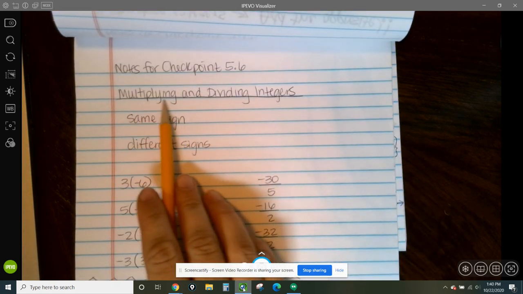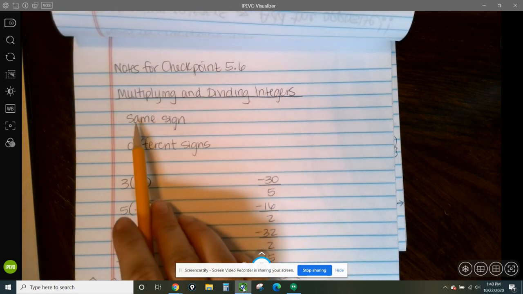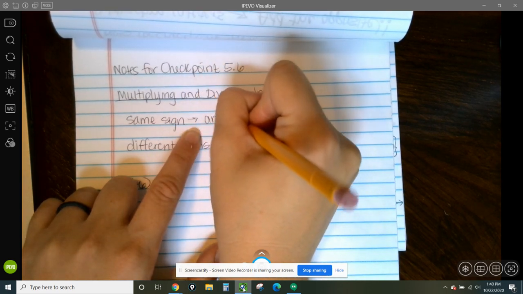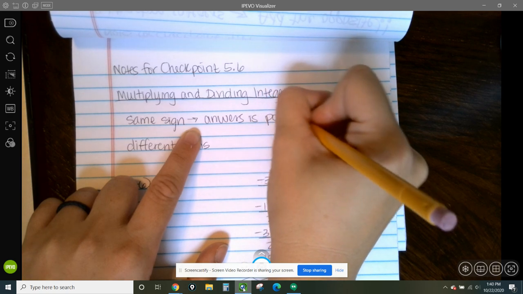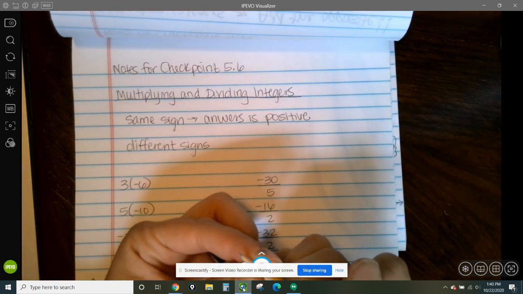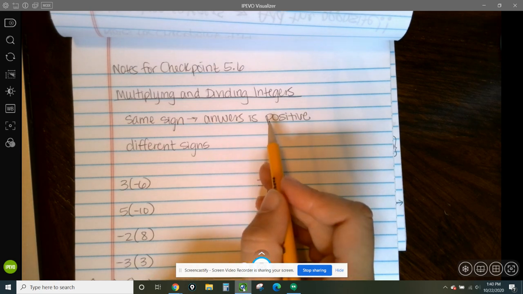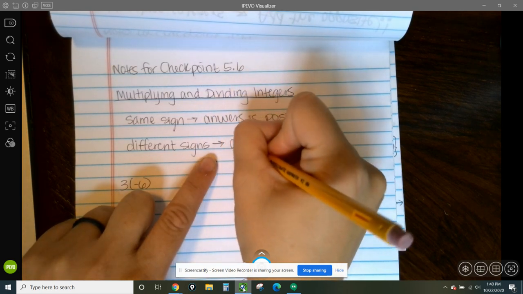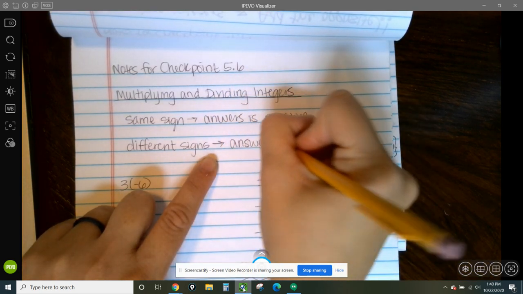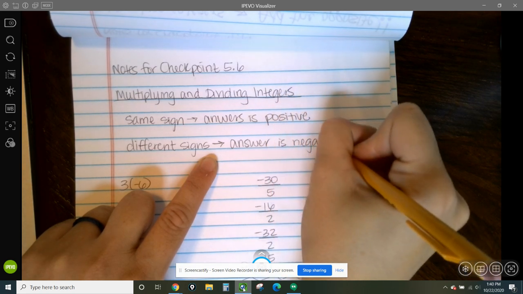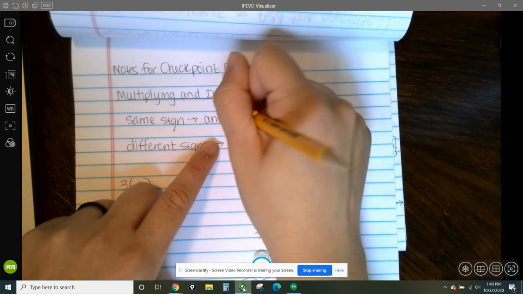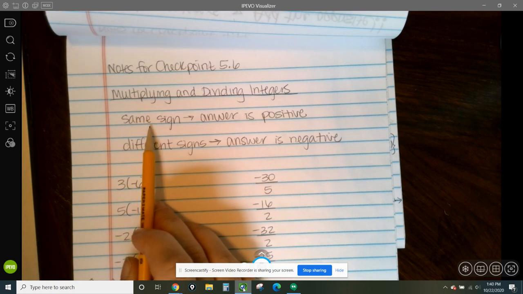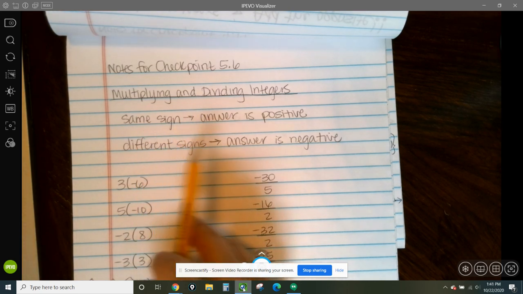Okay, this lesson was about multiplying and dividing integers. When we multiply and divide integers, if they have the same sign, I want you to write this down: the answer is positive. And if you ever need more time to write, just pause the video, write it down, and then push play again and pick up where you left off. If they have different signs, the answer is negative. And up here, for some reason, I wrote answers. So if the two numbers have the same sign, the answer will be positive. If they have different signs, the answer will be negative.